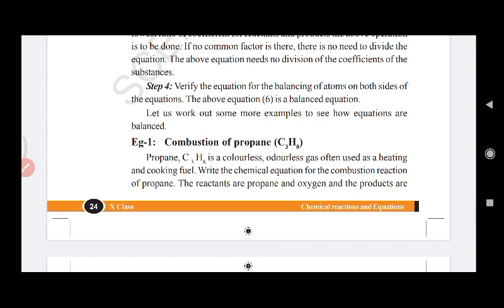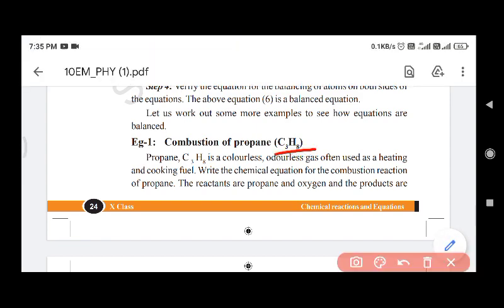Propane, the formula is C3H8. Combustion means burning of propane. Actually, propane is a colorless gas. Colorless, odorless means it does not give any smell. It is used as a fuel, as a cooking fuel, and for heating purposes. Such propane is a colorless and odorless gas. These are the physical properties of propane.